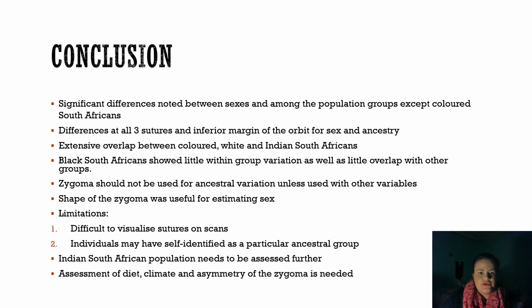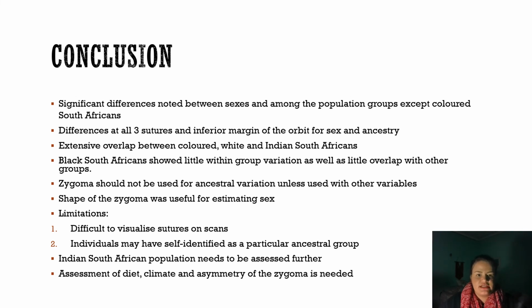In conclusion, through the use of geometric morphometrics, the shape of the zygoma demonstrated differences among the population groups and between the sexes, except for colored South Africans, who demonstrated no differences between males and females. Furthermore, the zygoma demonstrated differences at all three sutures as well as the inferior margin of the orbit for both sex and ancestry, and extensive overlap between the population groups occurred mostly between colored, white, and Indian South Africans. Black South Africans showed little within-group variation and little overlap with the other population groups.